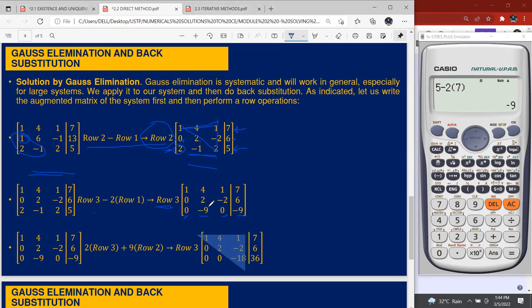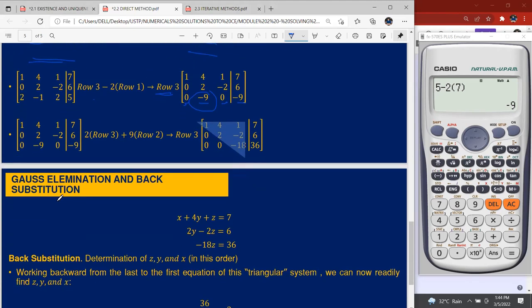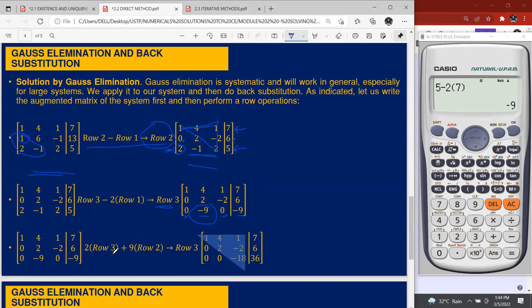Okay? So next natin nga 0 is si 9 na side. Para ma-0 na siya, ang buhaton is 2 times row 3 plus 9 times row 2 to row 3. So we have 2 times row 3 is 0, plus 9 times row 2, which is 0 also. So 0 gihapon si row 3.